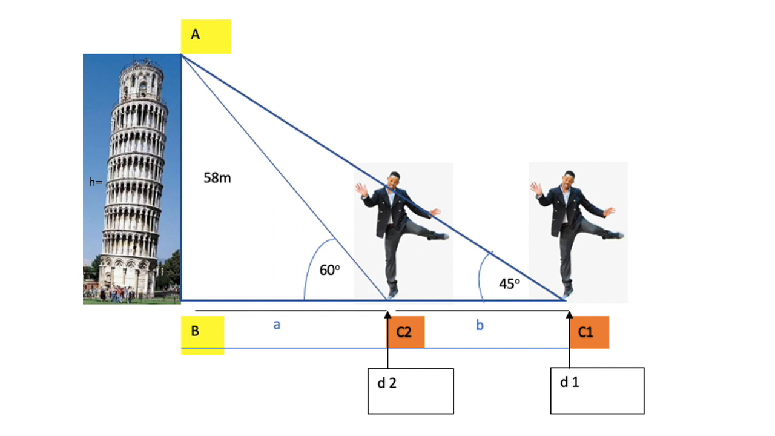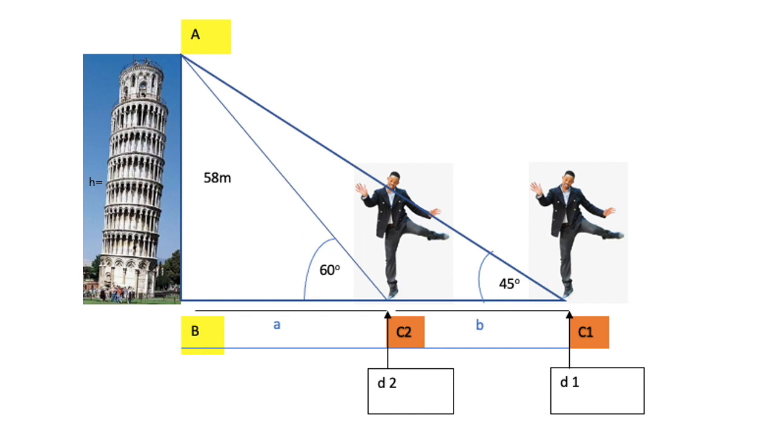When you're answering a question like this, it's always a good idea to draw a diagram. So here is my diagram. You can see that the vertical height of the tower is 58 metres. Initially, Will was standing at point C1, which is a distance of A plus B metres from the tower, but he decides to move closer, so he moves to a new position, C2, and C2 is a distance of A metres from the tower. So there are a few things that you should take note of.